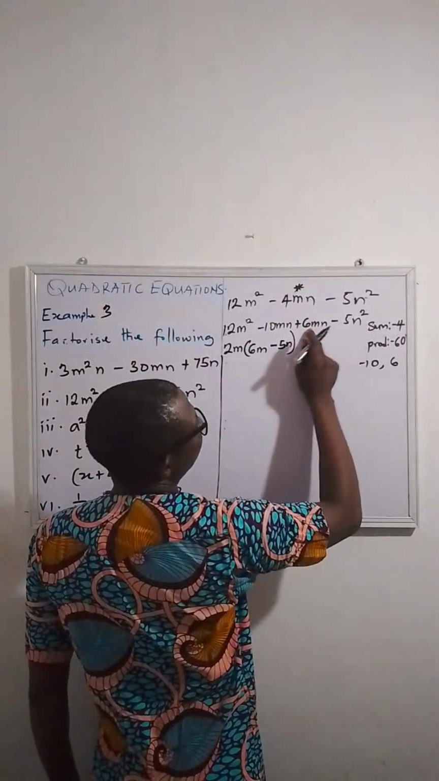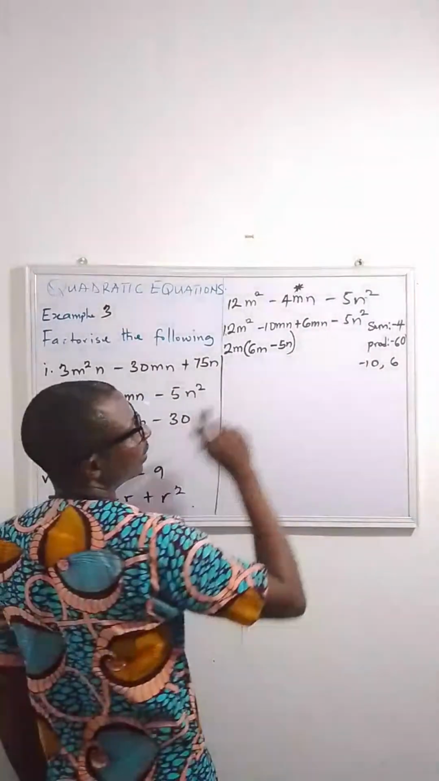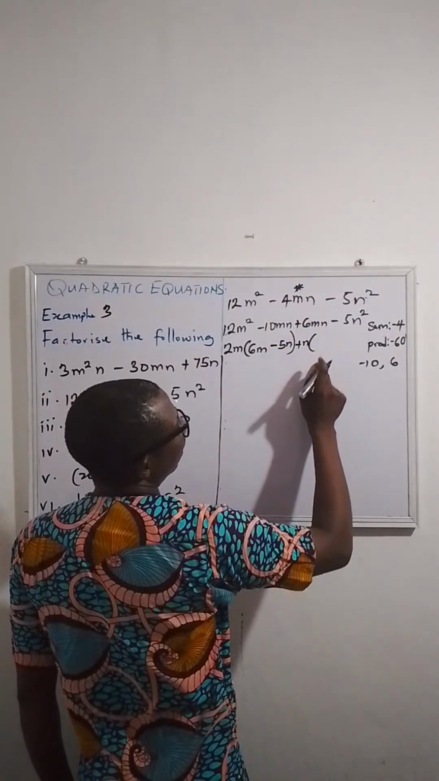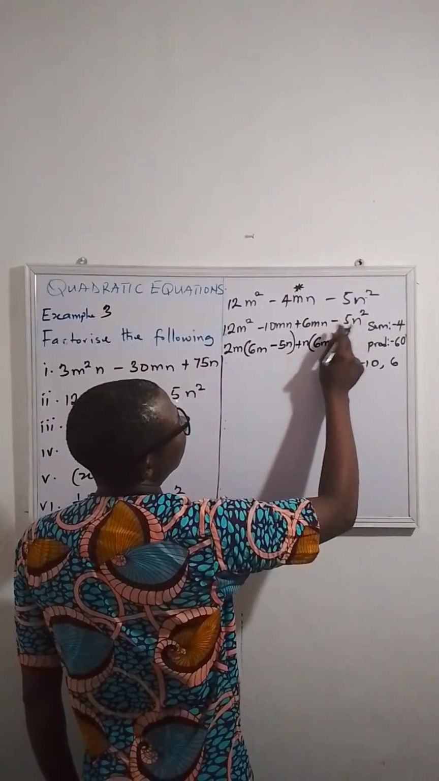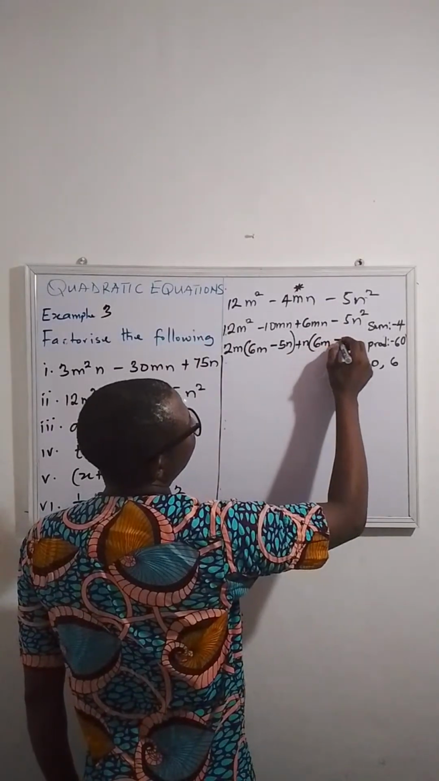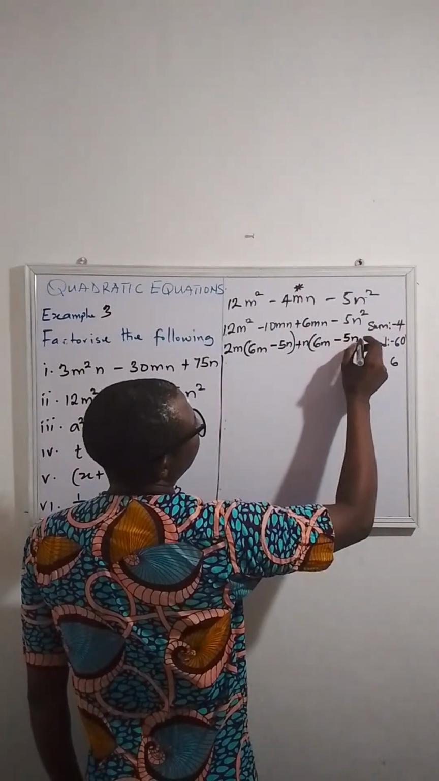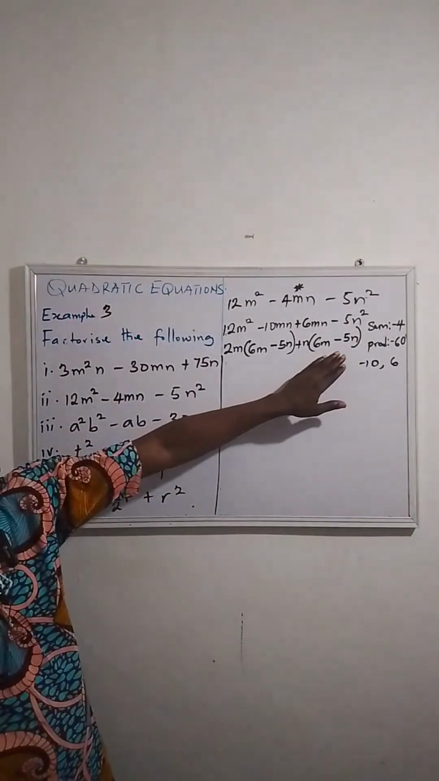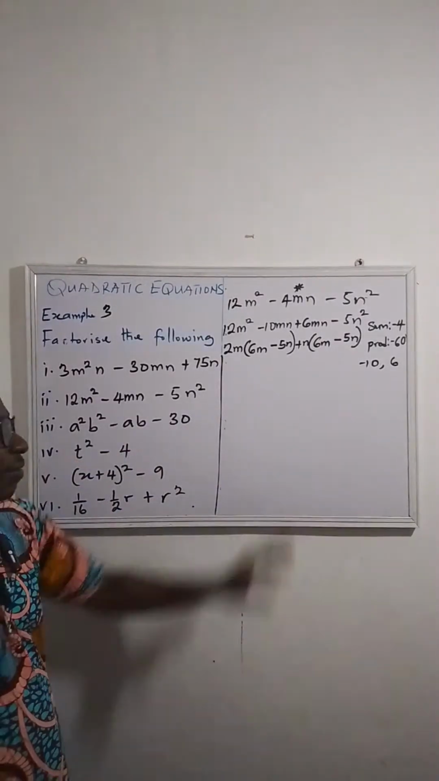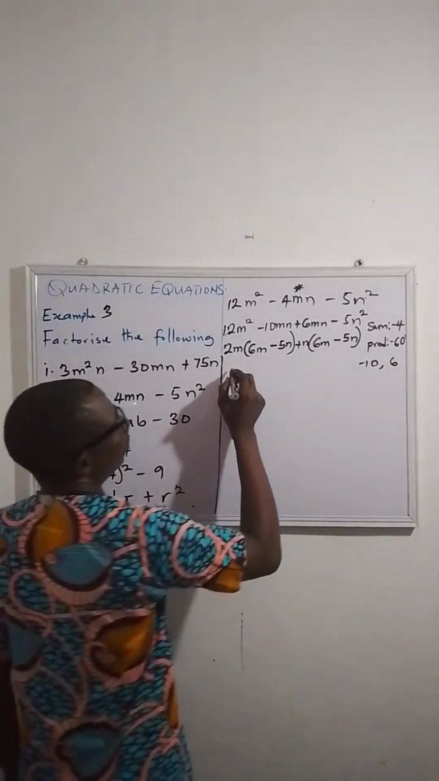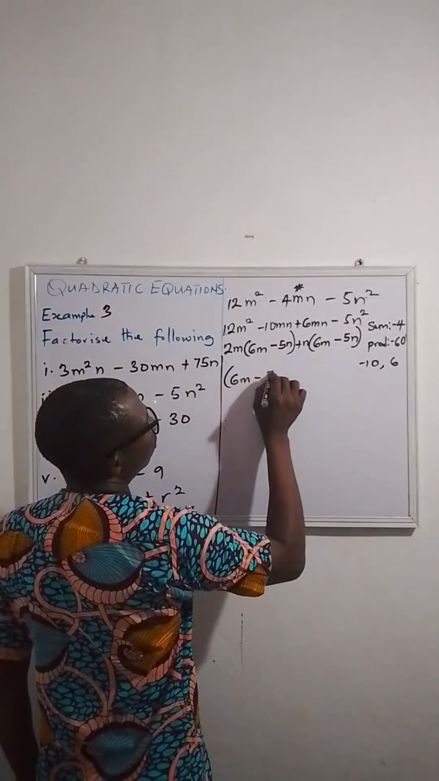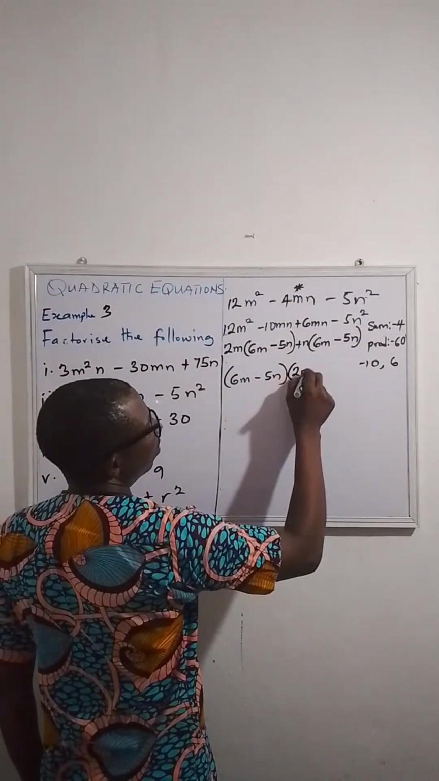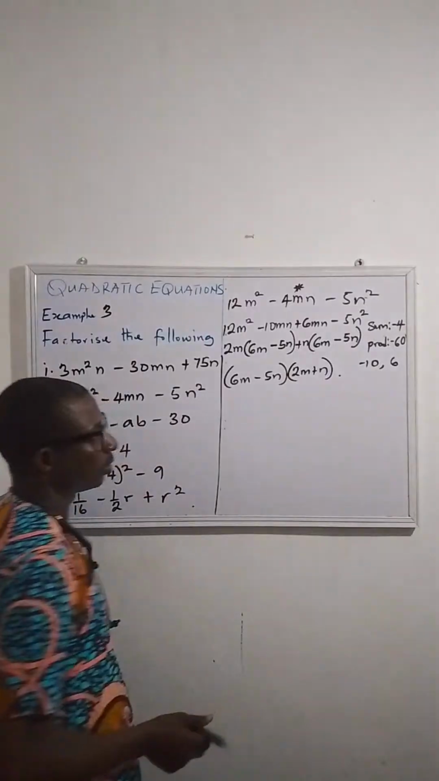Okay, what is the GCD here? The GCD here is n. When you divide 6mn by n, you have 6m. Divide this by n, you have -5n. You get that? Okay, so we say that what we have in the brackets are now the same thing, so you can factor out this. So now you have 6m minus 5n. Now you are left with these two, so we have 2m plus n. And that is going to be the answer to the problem.